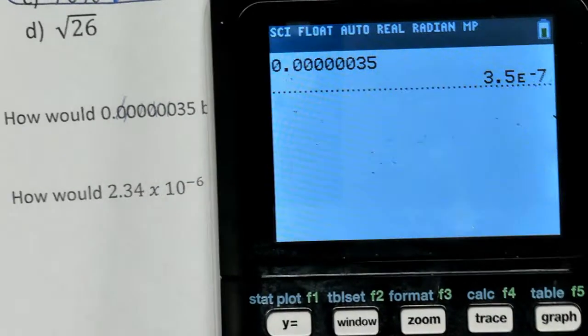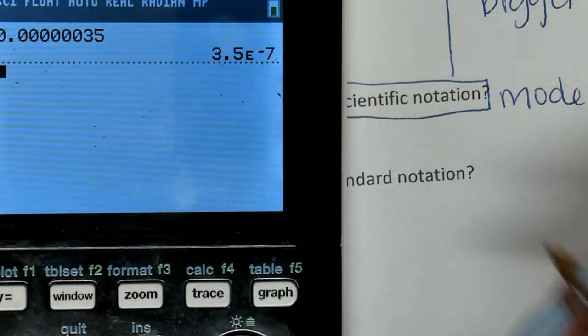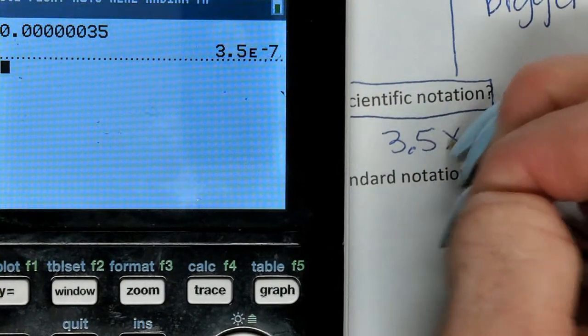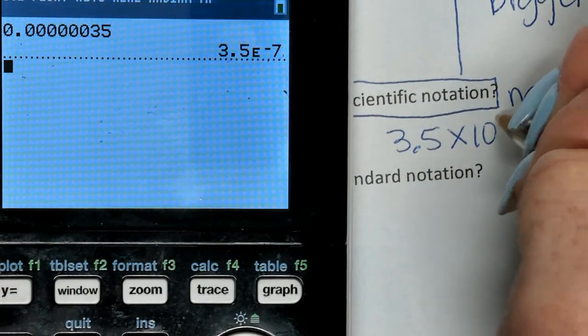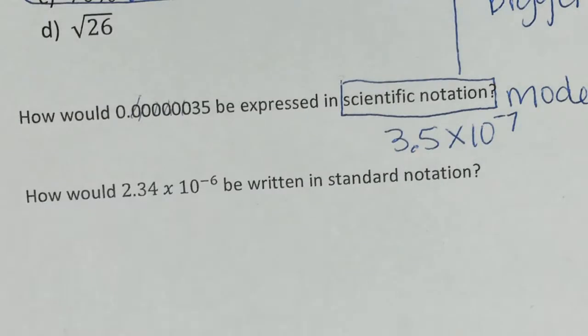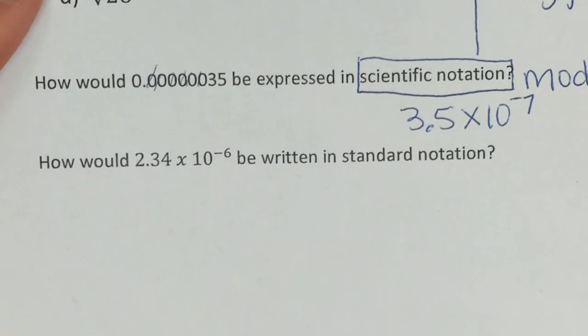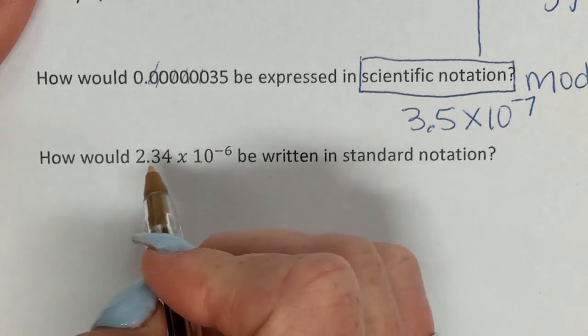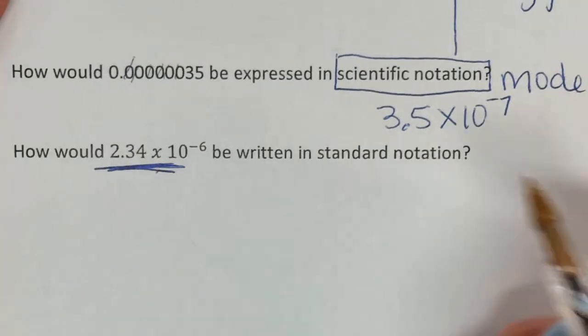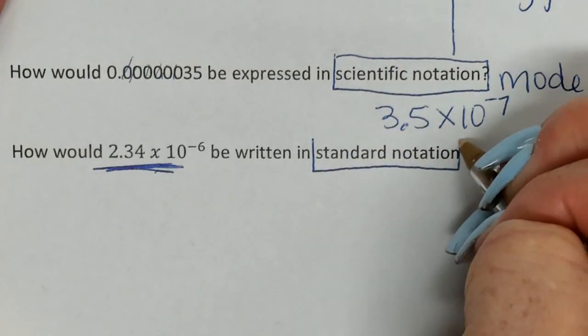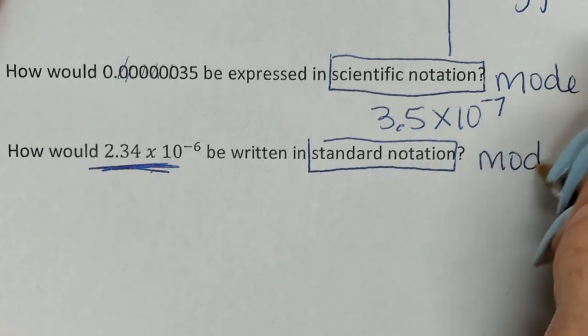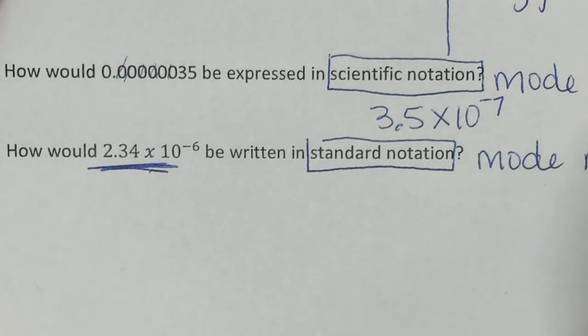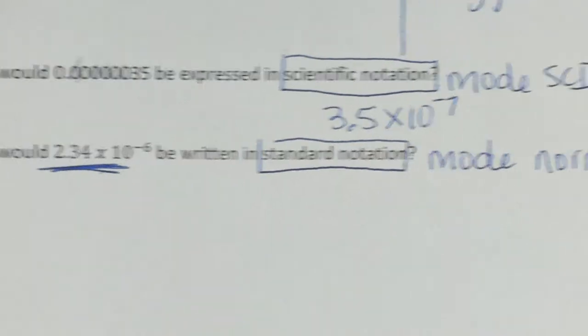But do I write the E? You write times 10. I write times 10. So 3.5 times 10 to the -7. Y'all remember this? Easy? Now, if it gives you a number in scientific and asks you to go back to standard, what do you have to do in your mode? Go back to normal. So everybody go back to normal mode.